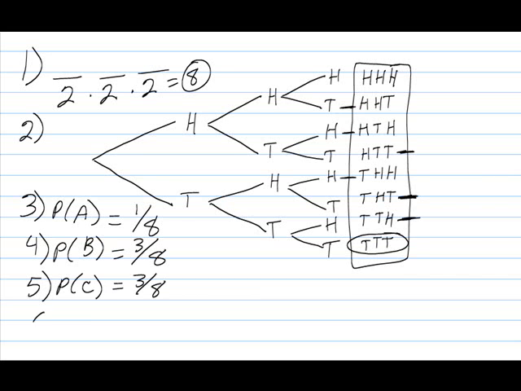And then the probability of D is the probability that you get no tails, which only happens one way, which is all 3 heads out of the 8 possible outcomes. So that's just kind of a basic example of a sample space and then how we use that sample space to calculate basic probability.